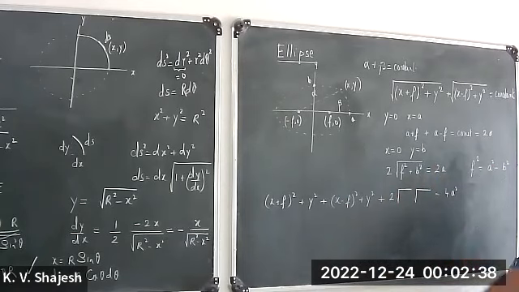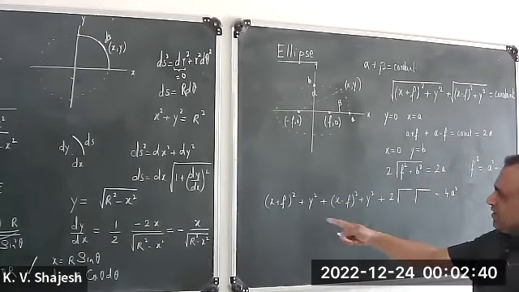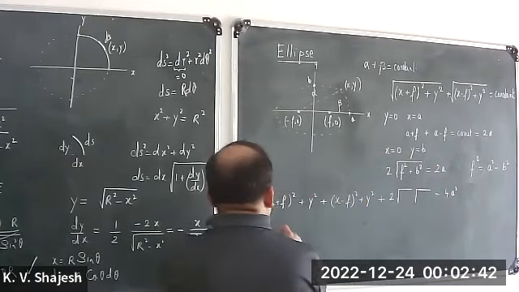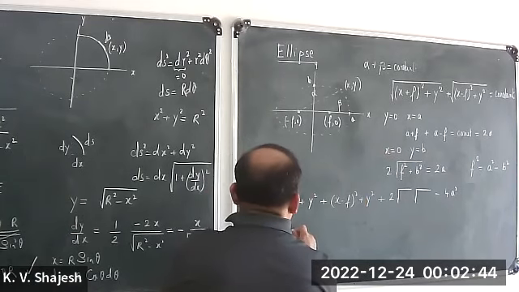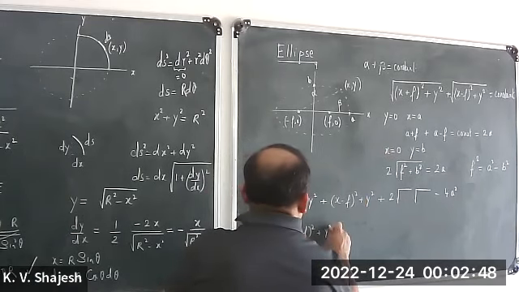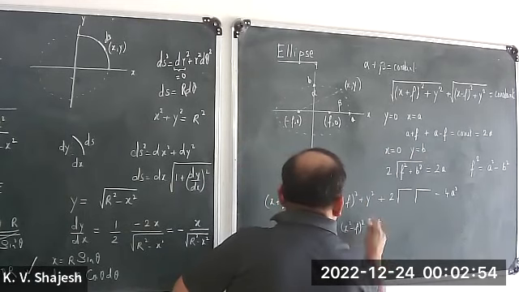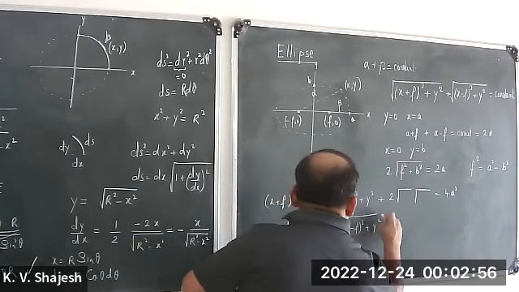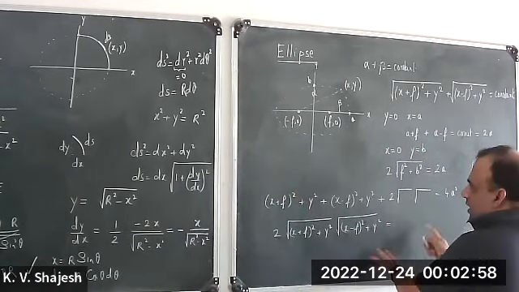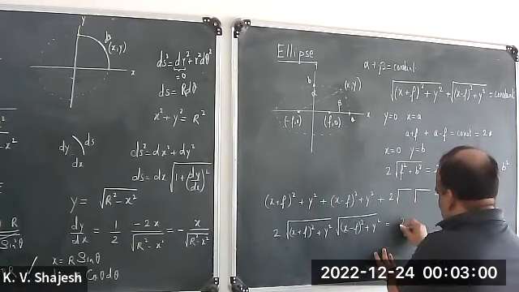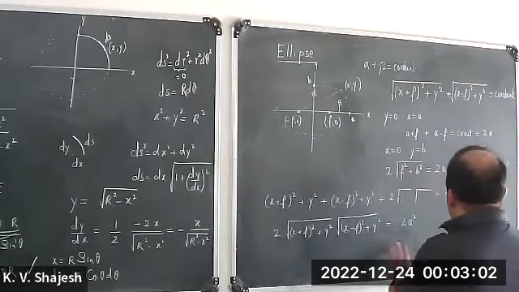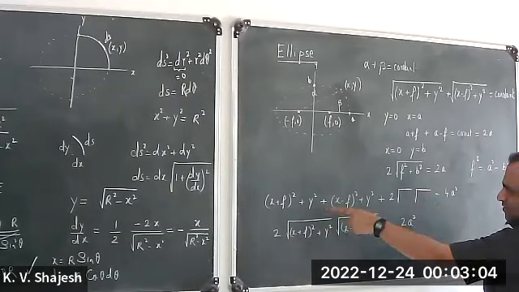Bring this onto the left. So there's some cancellation here. So I immediately get that 2 times (x + f)² + y² times (x − f)² + y² is equal to 2 times a², right? I'm canceling out the 2 everywhere.